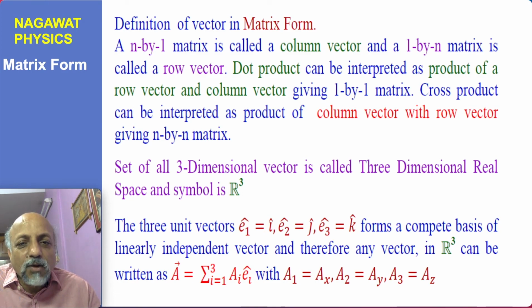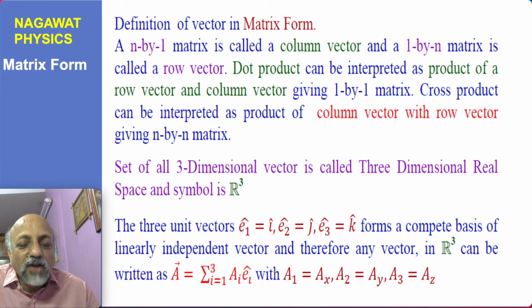And the cross product can also be obtained, but in the opposite manner, that you have to take a column vector with a row vector. So earlier we took a row vector and a column vector. What is a column vector? n by 1 first and then 1 by n. So when you multiply n by 1 with 1 by n, it will give you an n by n matrix.